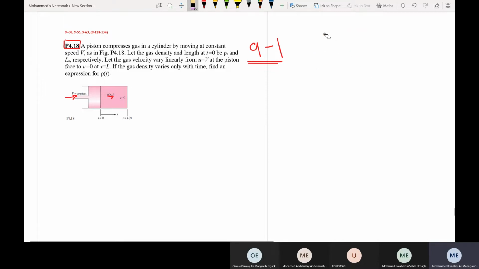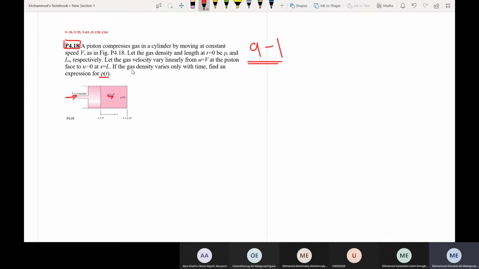Okay, so how can we solve this equation? Clearly we can do it by using continuity, right? Because we have the velocity, we have everything. The only thing that's missing is the density, but we should use the continuity equation for compressible flow, because the density is changing. So we cannot use the continuity equation for incompressible flow. What's the continuity equation for compressible flow?